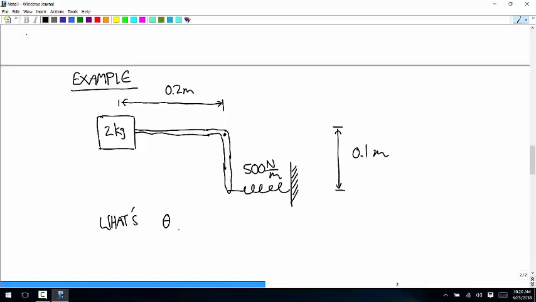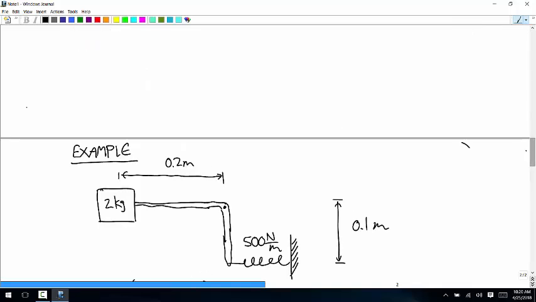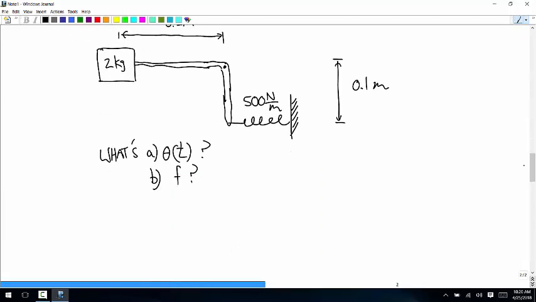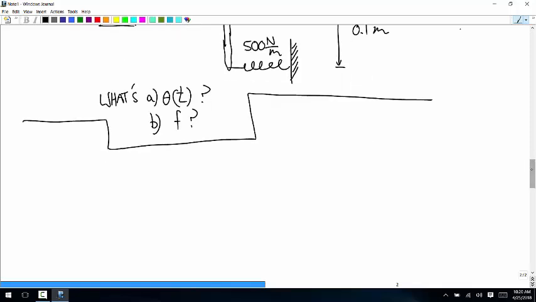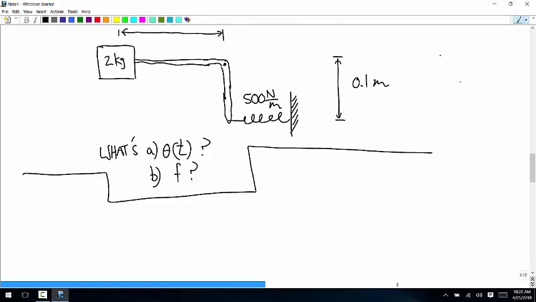And so we want theta as a function of time and the frequency. This pin here is attached to like a wall behind it or something. All right, and let's assume that this is at rest in this picture. So this picture shows equilibrium.